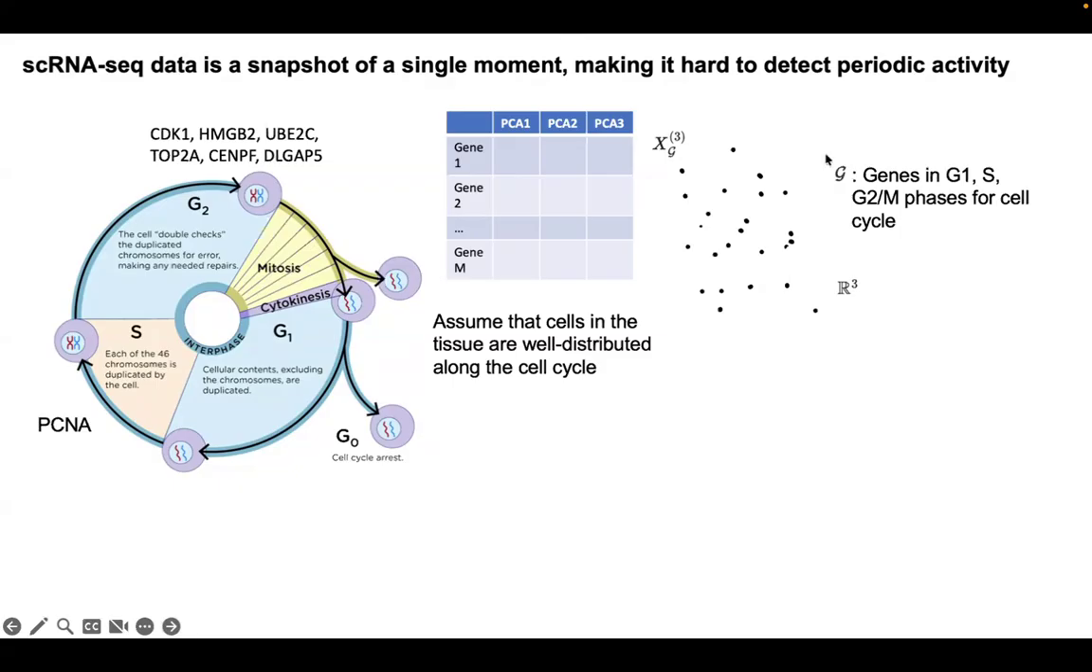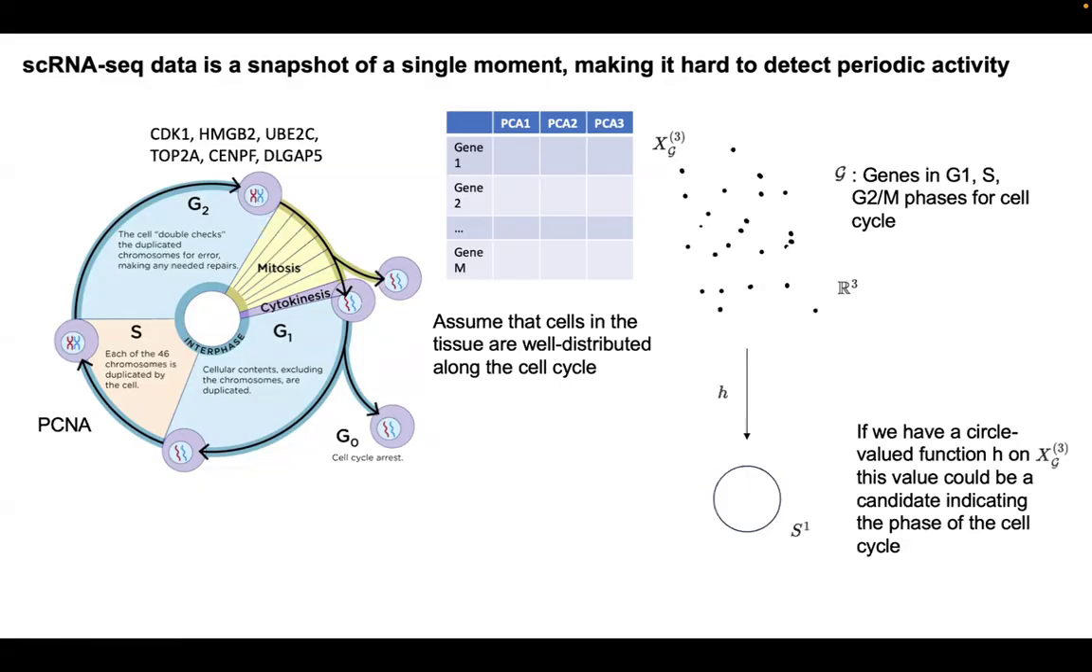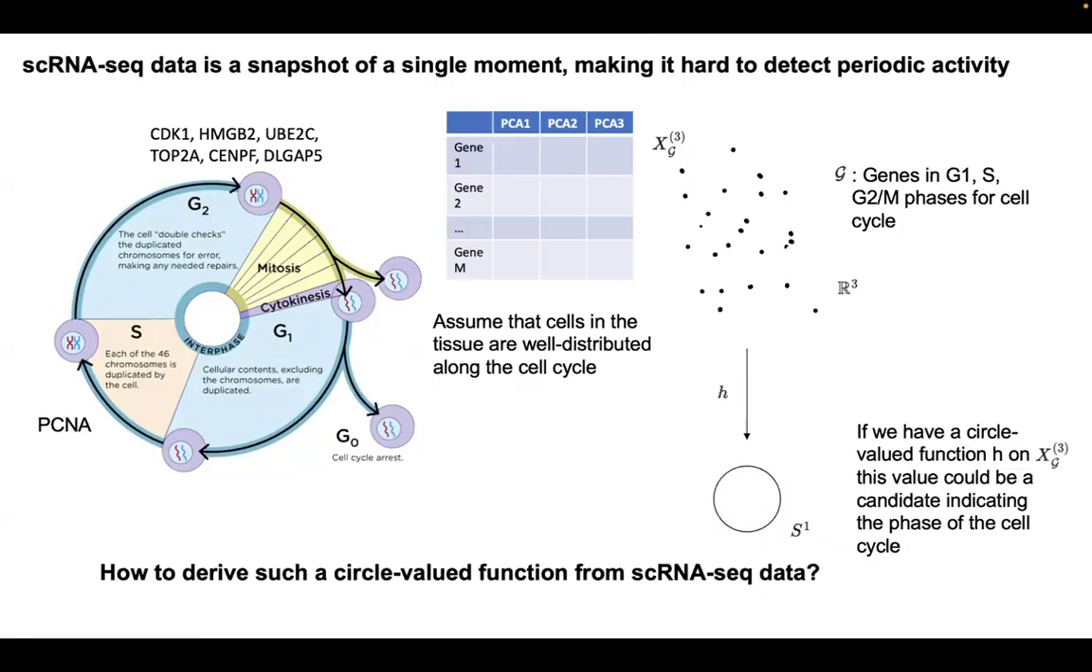So consider the collection of genes relevant to the G1 cell cycle procedure. Suppose that we have such a circle valued function on that kind of point cloud, then this would be a great candidate that indicates the phase of the cell cycle. So the problem is how to derive such a circle valued function from point cloud single cell RNA sequence data, which is the main motivation. Such a circle valued function is expected to be continuous. So I will explain it.